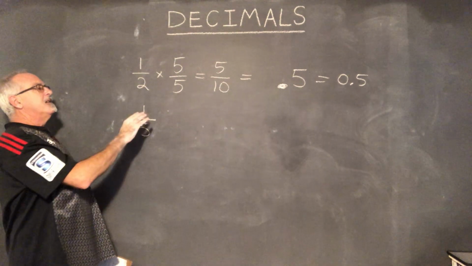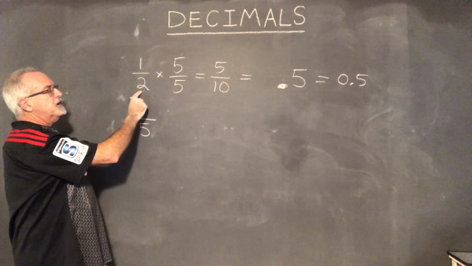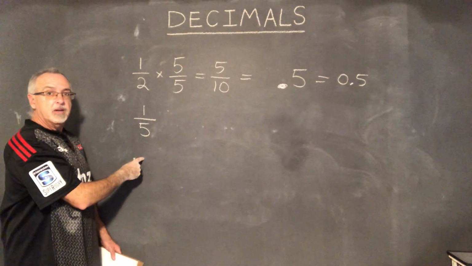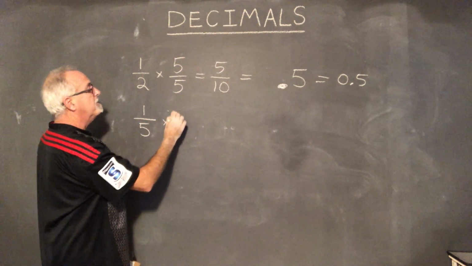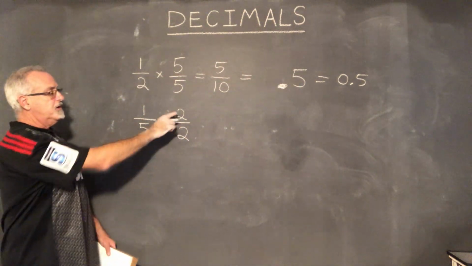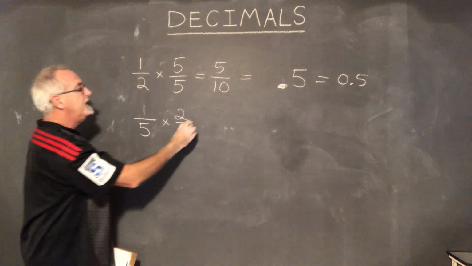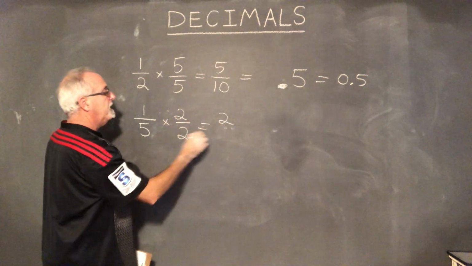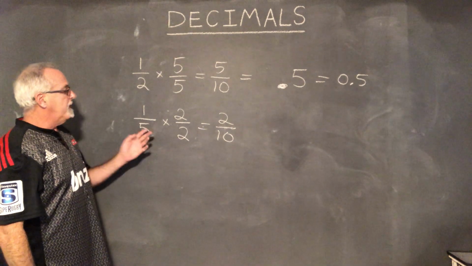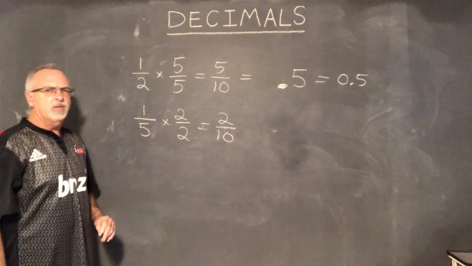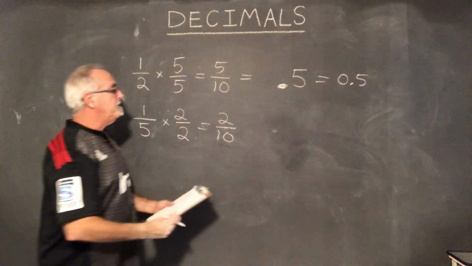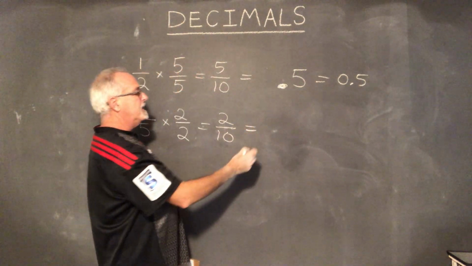1/5. Aha! If 2 can be converted into 10 easily by multiplying it by a 5, well, I guess 5 can be converted into 10 easily by multiplying it by a 2. So I multiply 1/5 by this clever form of 1, which is 2/2. And 1 times 2 is equal to 2, 5 times 2 is equal to 10. And guess what happened? I was able to prove that 1/5 is equal to 2/10, which I kind of already knew. But what I did was I produced a fraction that has 10 as the denominator, and it makes it easy to convert it into decimal form.